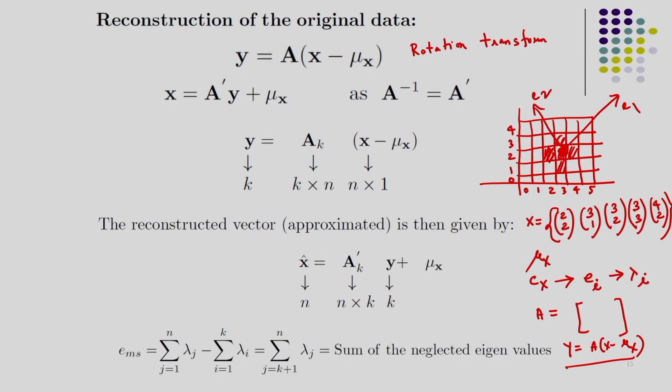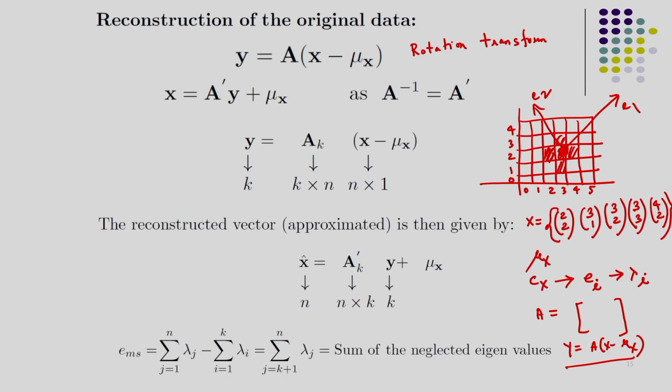So I am repeating this. The KL transformation is nothing but a rotation transformation. It aligns the data along the direction of the eigenvectors, and because of this alignment, different elements of Y will be uncorrelated. So that is the meaning of the KL transformation.